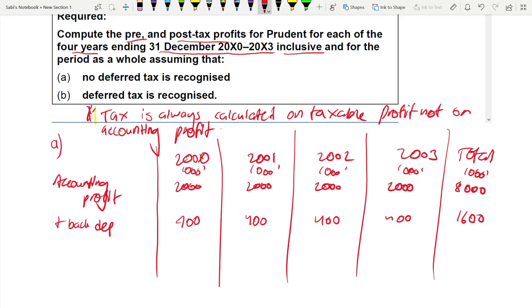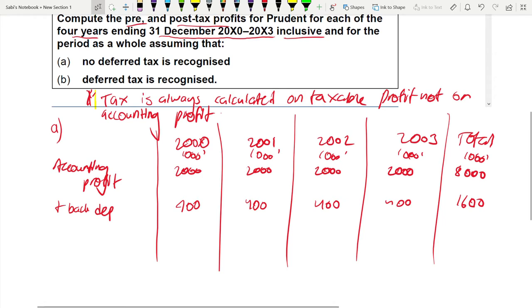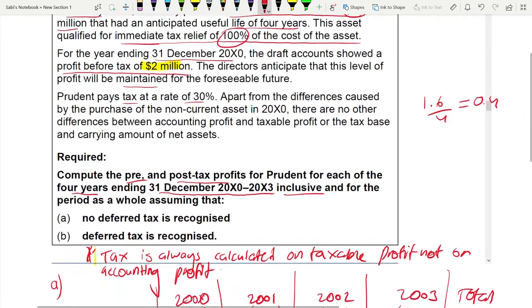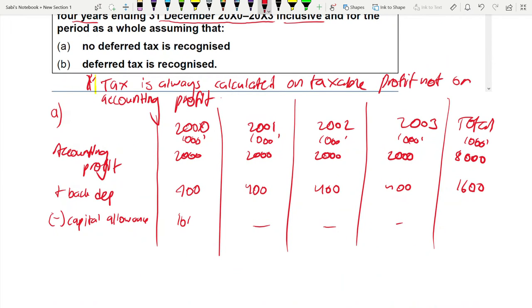Now, deduct capital allowance. You must be having some capital allowance also. Deduct it. What is the capital allowance? Remember, you have immediate capital allowance. Immediate means only in the first year. So nil, nil, nil for the other 3 years. How much? 100% of the cost of the asset. What is the cost of the asset? 1.6 million. So 1.6 million is the capital allowance for the first year. Deducted in the total as well.